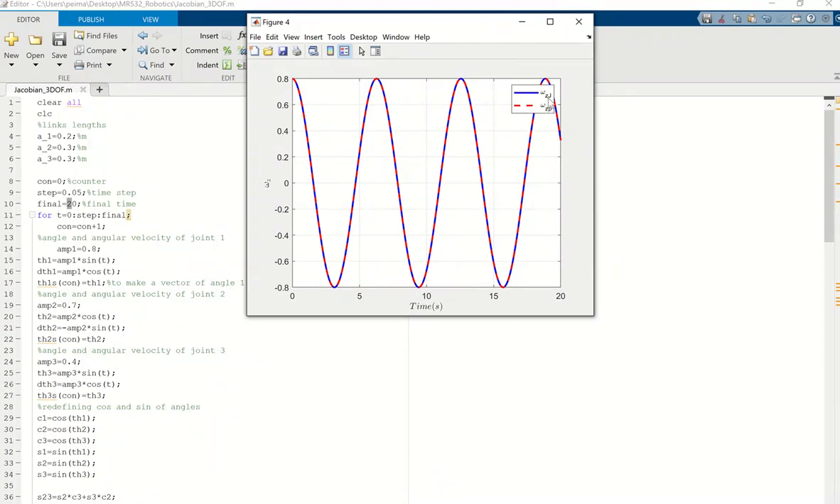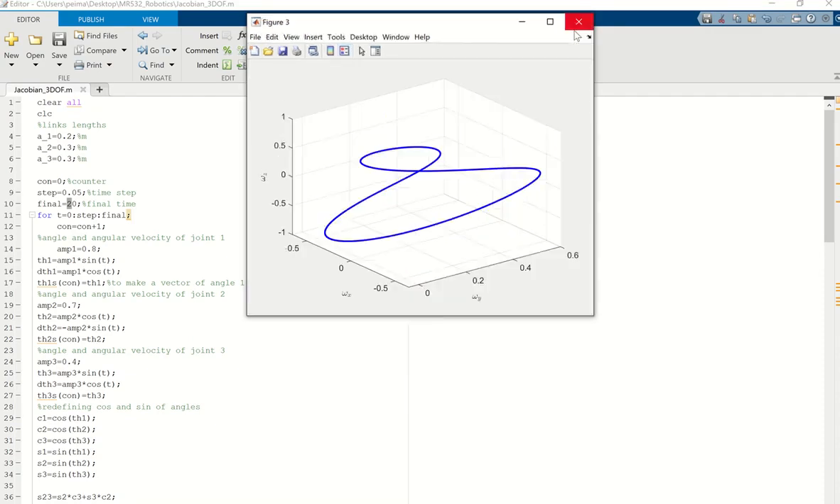The blue line is from the Jacobian matrix that classically I taught you. This is from the angular velocity of the base coordinate system, joint one. They must be the same based on the physics of the system. This is how I examine my Jacobian approach. That's right. And now this is omega x, omega y, and omega z.